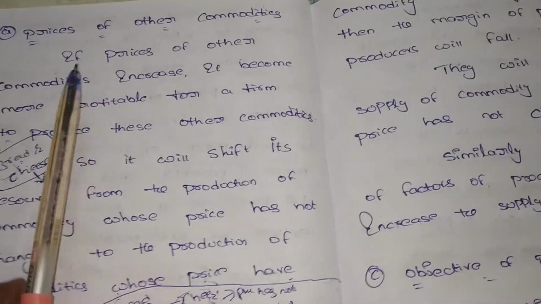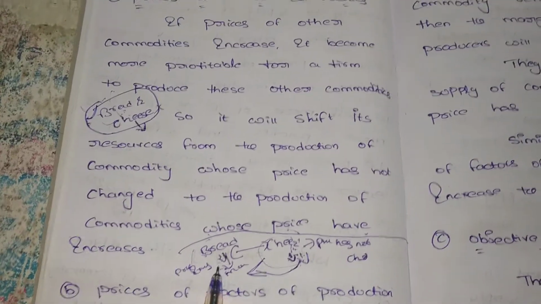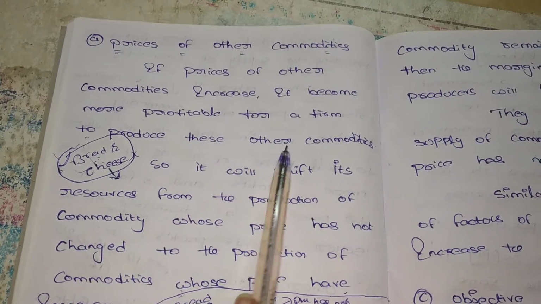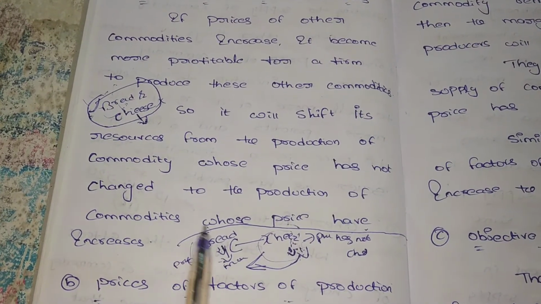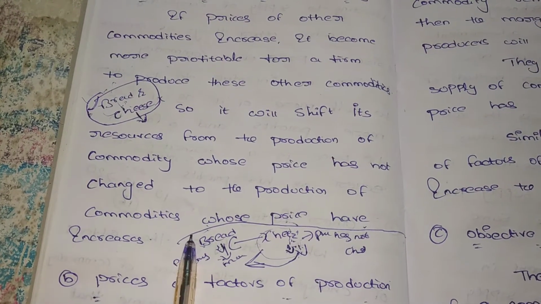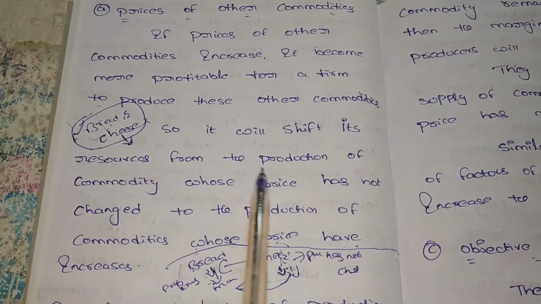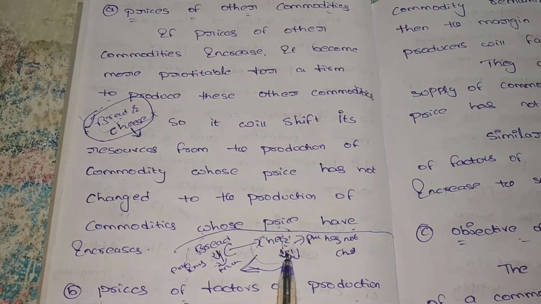Again I repeat. If the price of other commodities increases, here the bread price increases, it becomes more profitable for a farm to produce those other commodities. So the producer gets more profit by increasing the production of bread, because here bread price increases. So it will shift the resources from production of the commodity whose price has not changed. Here the cheese price has not changed.